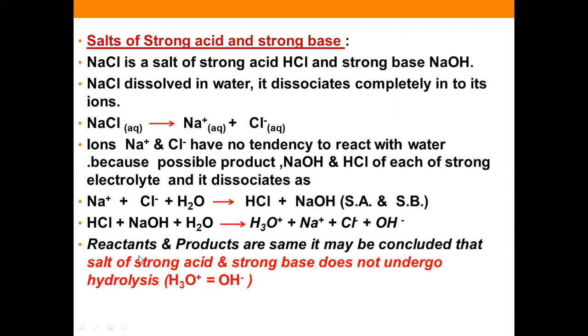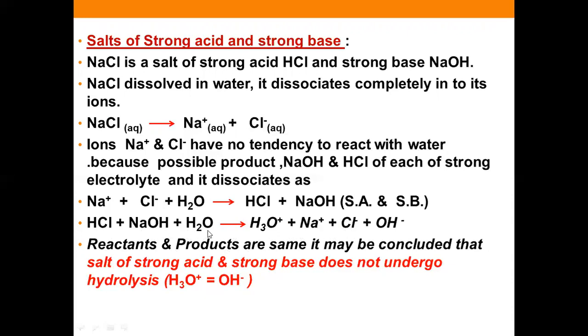That means here the reactants and products are the same. The reactants and products are equal, meaning there are the same ions on the reactant side as well as on the product side, and therefore there is no difference between the ions of the reactant side and the ions of the product side. Therefore the salt of strong acid and strong base does not undergo hydrolysis.